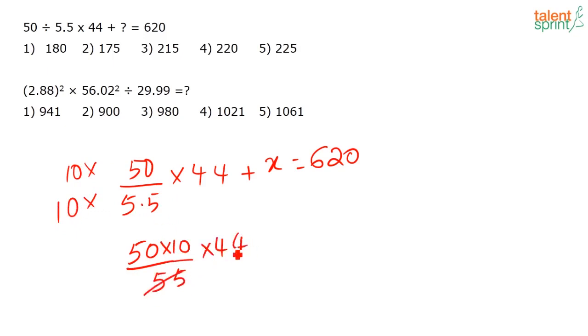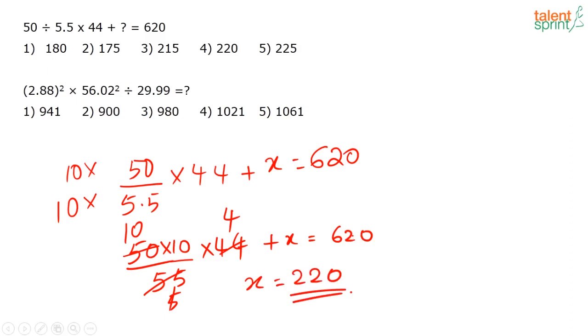In this case, 11 will go into both numbers. This will be 5, this is going to be 4. So 50 divided by 5 is going to be 10, so 10 into 4 is 40, plus x is equal to 620, or I can say 400 plus x is equal to 620, or x is equal to 620 minus 400, that is equal to 220, correct?